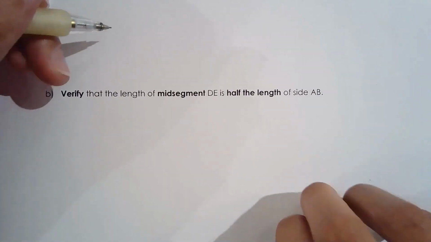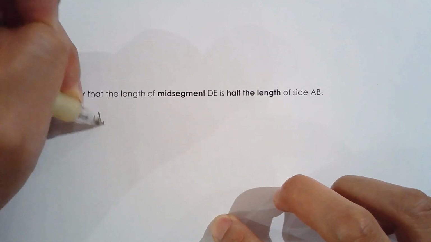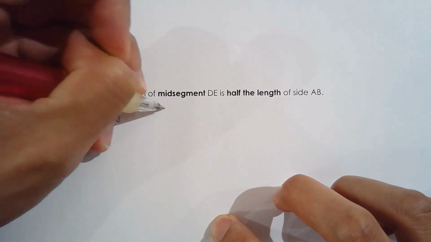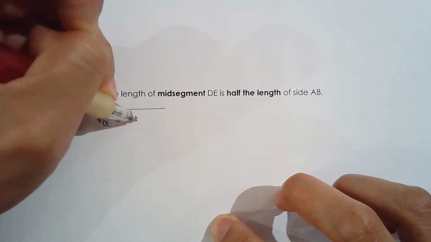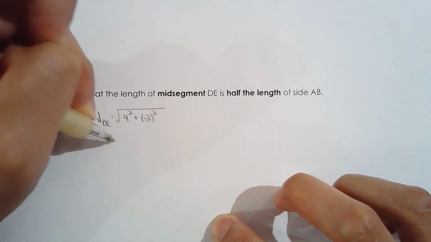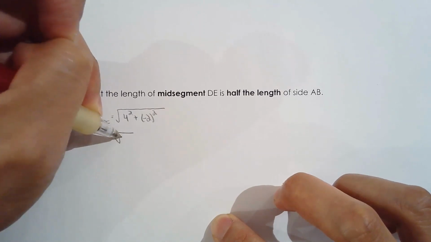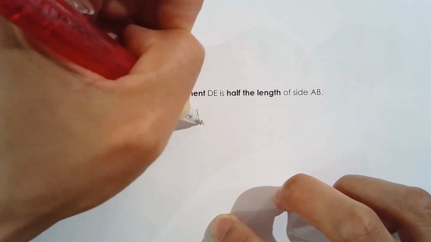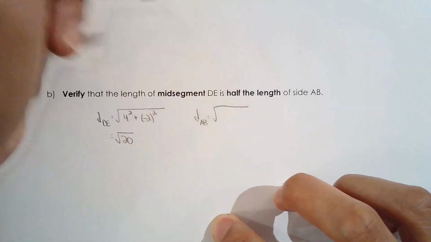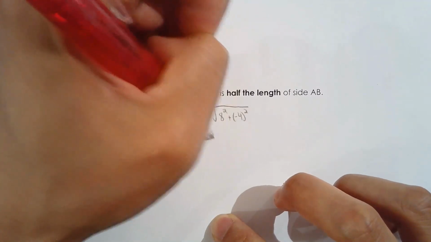Done. Next one, verify that the length of DE is half the length of side AB. Okay, well, we'll have to find the length of DE and AB. Luckily, I have the rise and the run already. So for DE, it's going to be 4 squared plus -2 squared. So that's 16 and 4, which is 20. How about AB? AB is 8 squared plus -4 squared, which is 80.